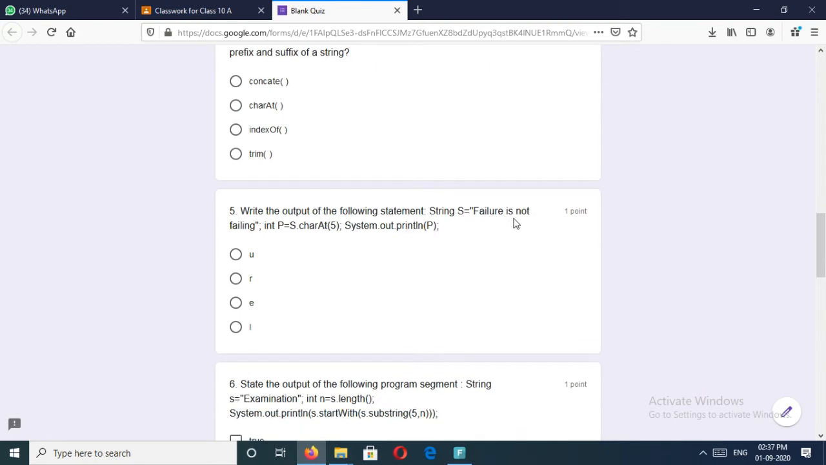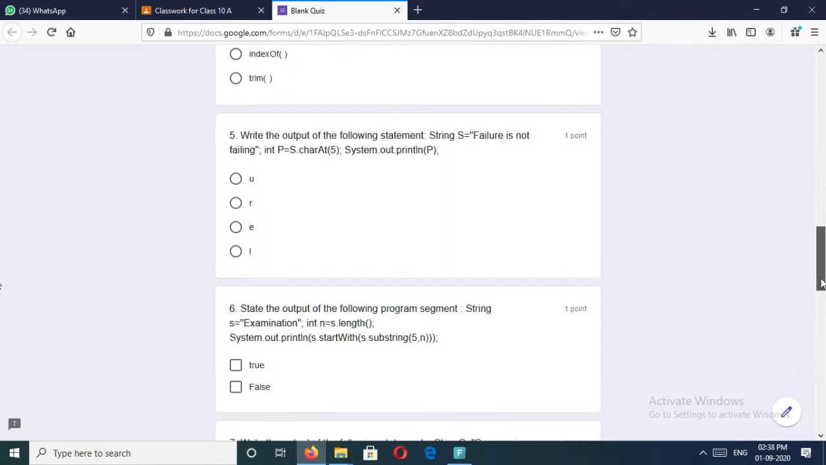String s = "failure is not failing"; int p = s.charAt(5). Then you have to count the characters from the 0th index. That means 0 F, 1 A, 2 I, 3 L, 4 U, and the fifth character is R. What is the answer? R. System.out.println(p), you will get the answer as R. Like that way, you solve the problem.